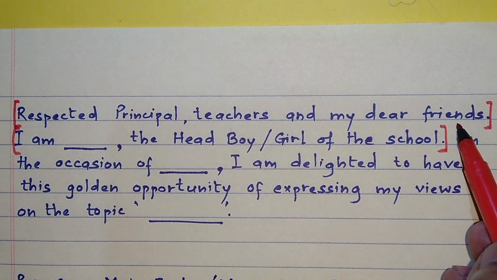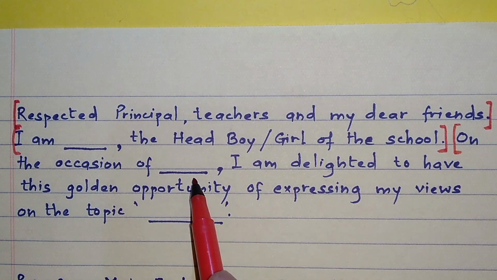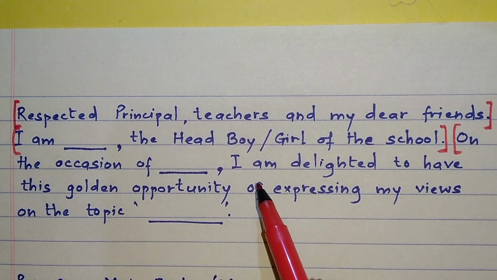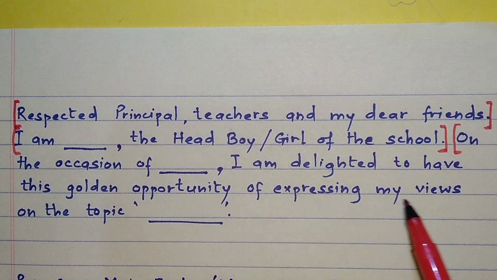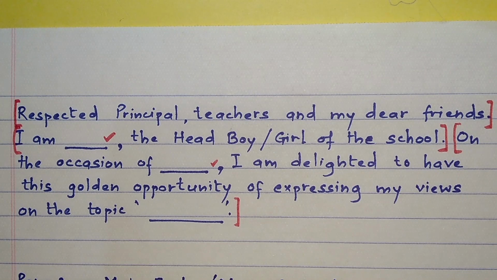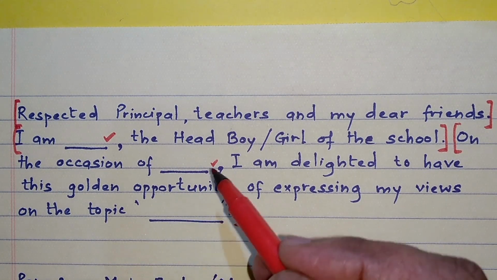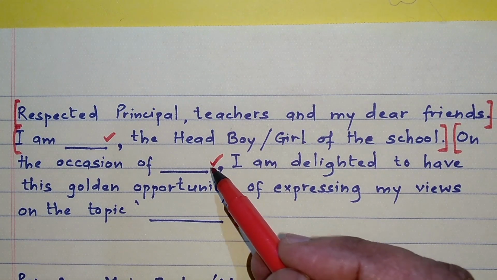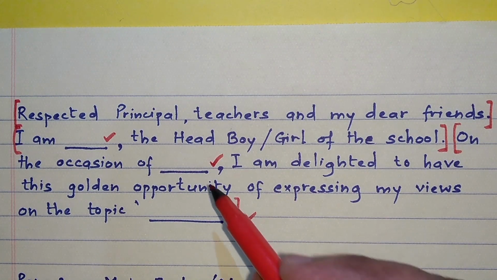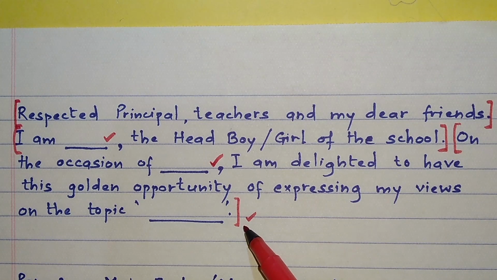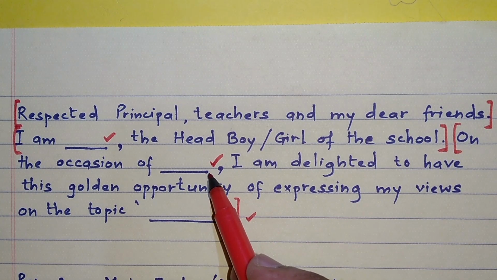The third point, that is, you have to introduce the topic next. On the occasion of, say, World Environment Day or International Women's Day or International Day of the Child, I am delighted to have this golden opportunity of expressing my views on the topic, and here you have to mention the topic. If our topic is conservation of environment, then the occasion will be, for example, World Environment Day. Suppose if our topic is empowerment of women, then the occasion will be International Women's Day. Suppose if the topic is child labor, then we can have the occasion as International Day of the Child. So depending upon the given topic, you have to write the suitable occasion.